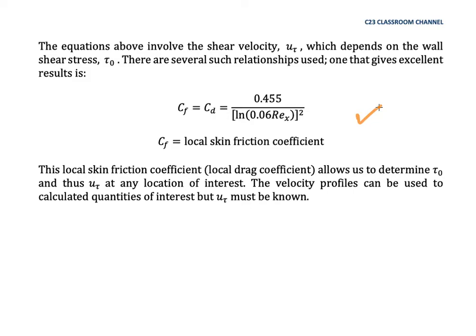This local skin friction or local drag coefficient allows us to determine tau naught and thus u tau at any location of interest. The velocity profile can be used to calculate quantities of interest, but u tau must be known.